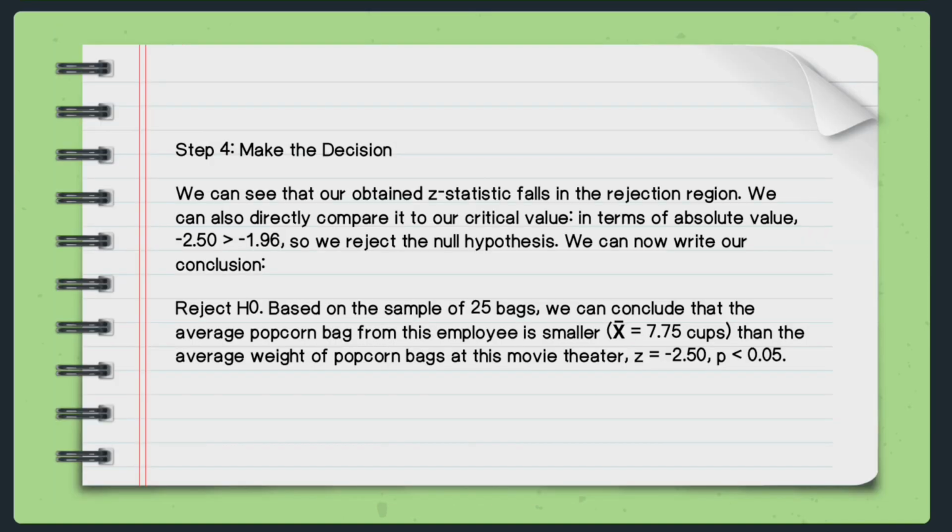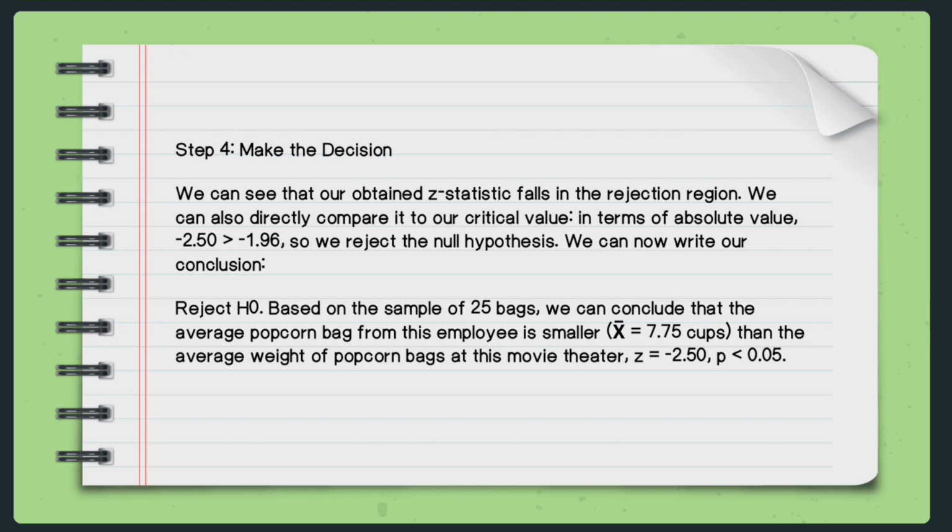Step 4. Make the decision. We can see that our obtained z-statistics fall in the rejection region. We can also directly compare it to our critical value. In terms of absolute value, the negative 2.50 is greater than negative 1.96. So we reject the null hypothesis.